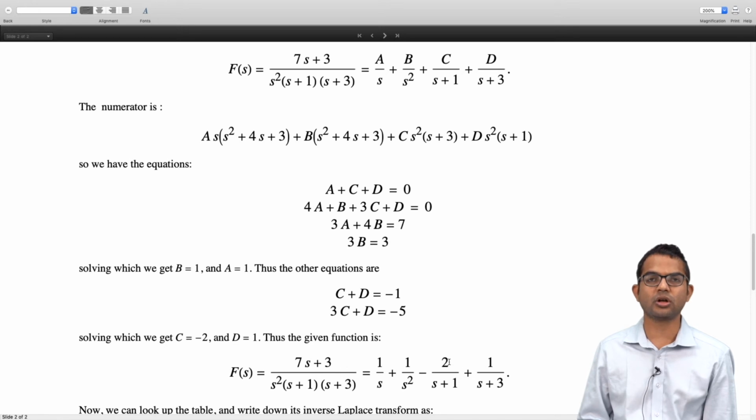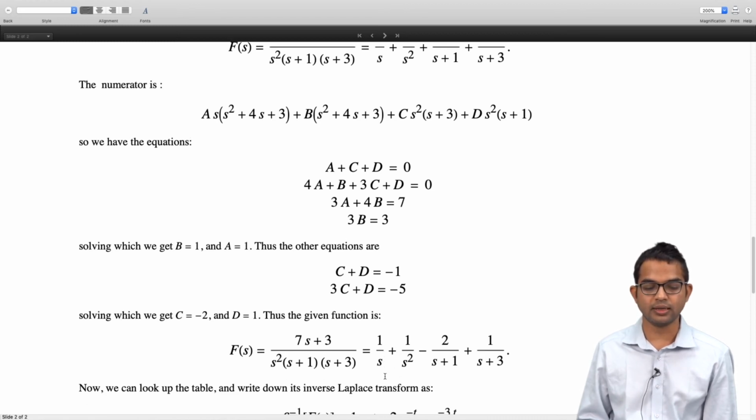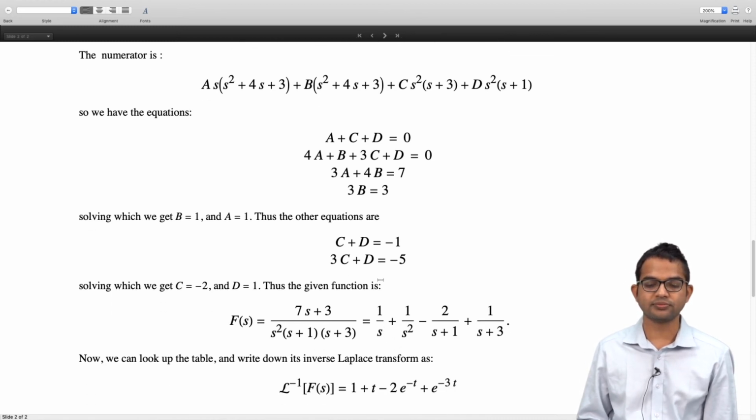You should cross check this, right? So typically doing this partial fraction expansion entails some human error, and so it's always a good idea to cross check it after the final step to see if indeed we have got it right. And once we have checked this, it's just simply a matter of looking up from the table and writing down the answer.